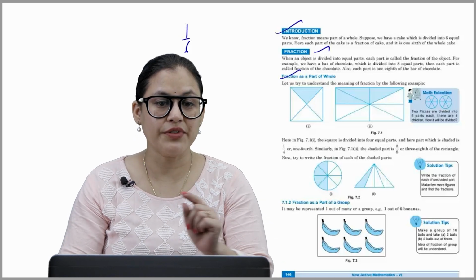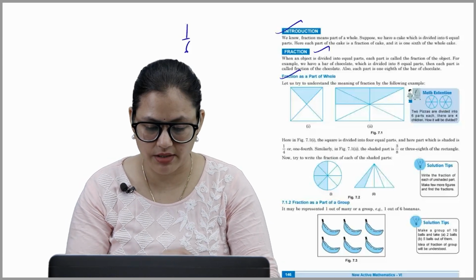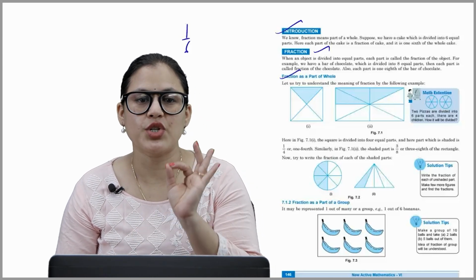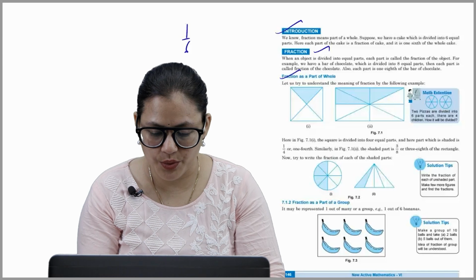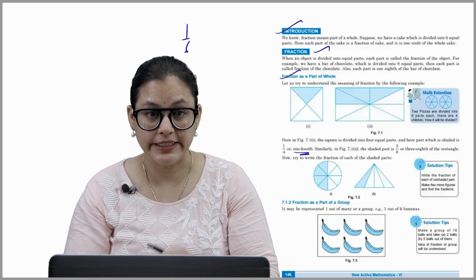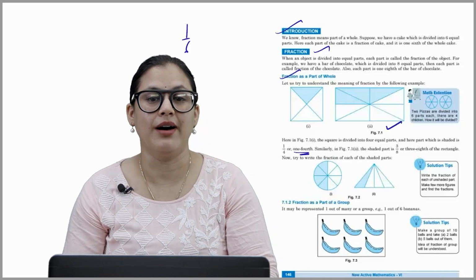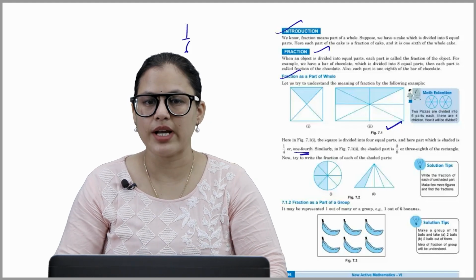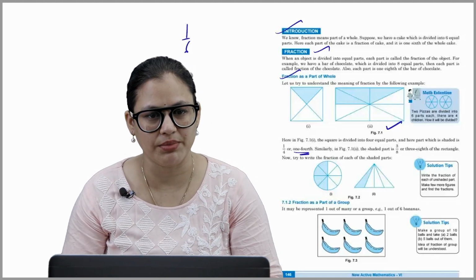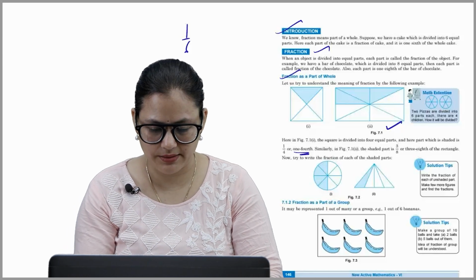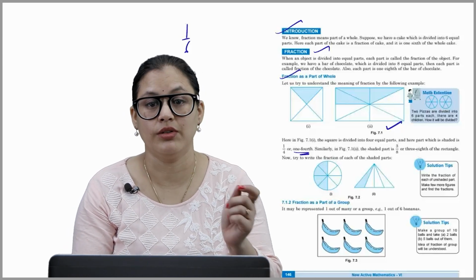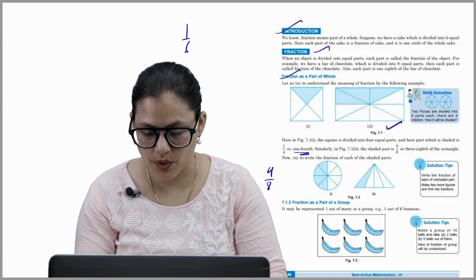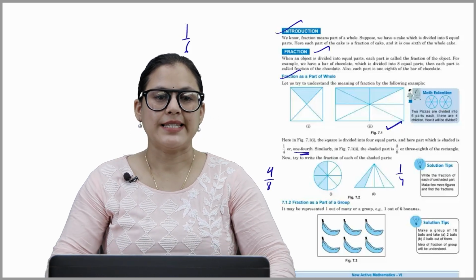Okay. So here in figure 7.1 part 1, the square is divided into 4 equal parts, and the part which is shaded is 1/4. Similarly, in figure 7.1 second part, the shaded part is 3/8 of the rectangle. Now try to write the fraction of each of the shaded parts. Okay. So what is the fraction of the shaded parts? 1, 2, 3, 4. 4 out of 8. 1 out of 4. Right?